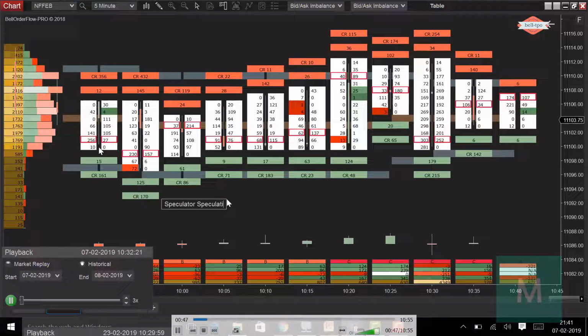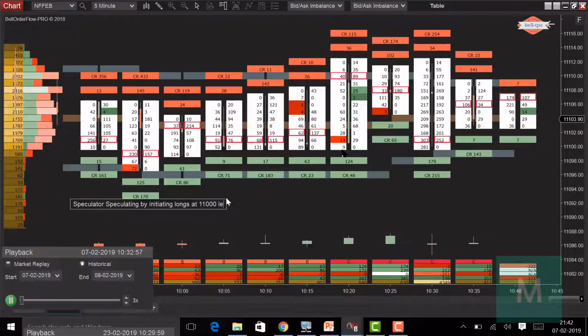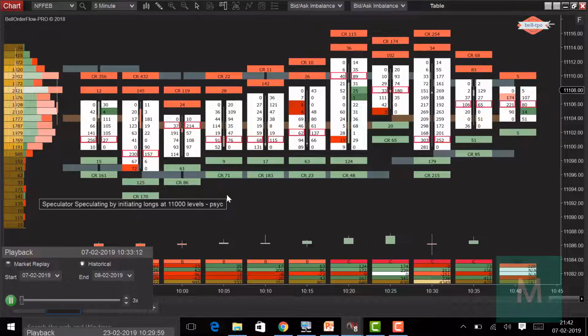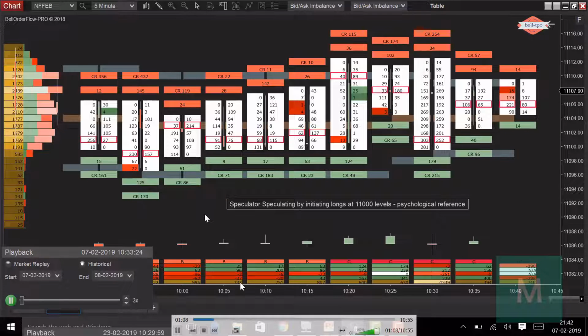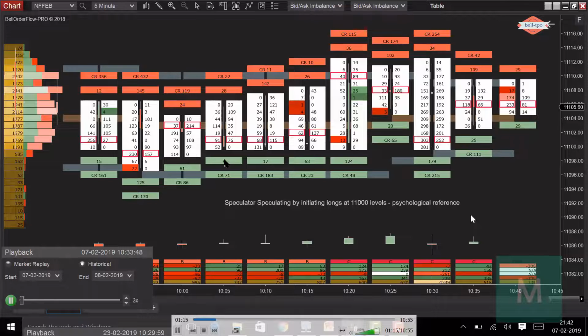So what you can see here are the 11,100 levels. Multiple bottoms are getting formed over here. A lot of longs are getting initiated at 11,000 levels, kind of a psychological reference. Look into the volume. Volume is 995 quantity, 737, 751, 807, 640, 630. Volumes are ultra low. On every bottom, people are coming and buying again and again at 11,000 levels, right?